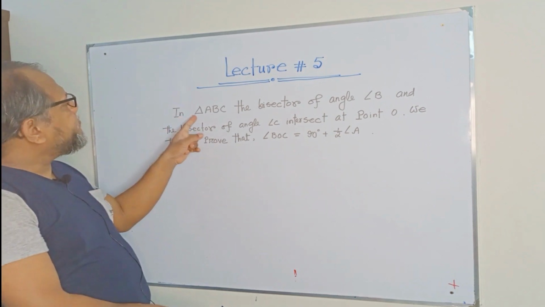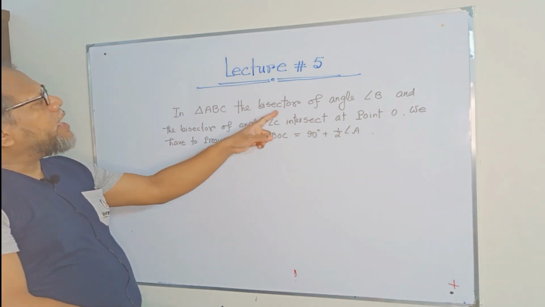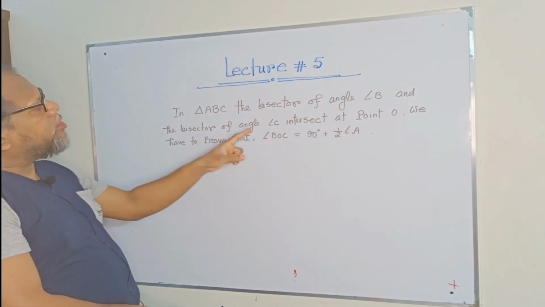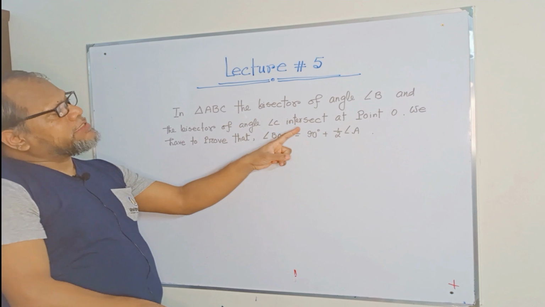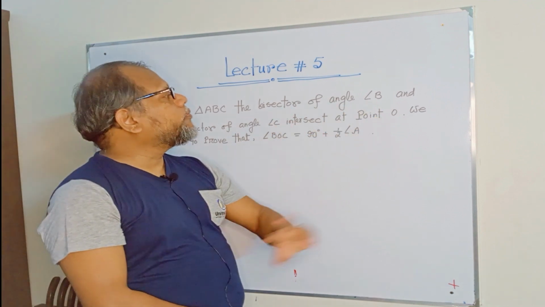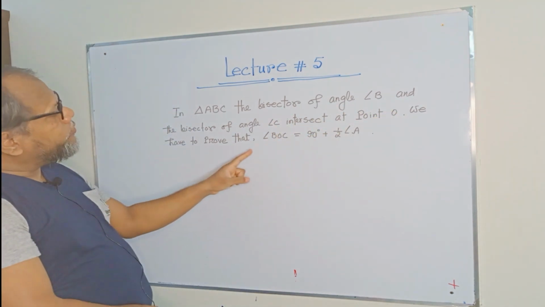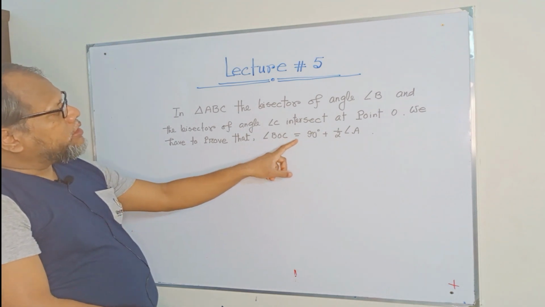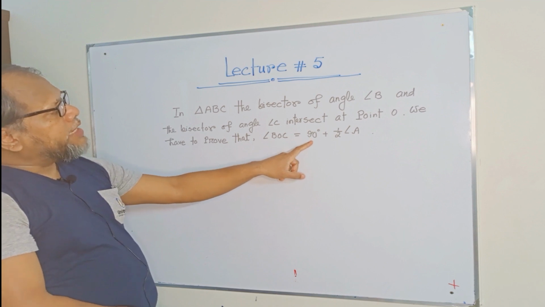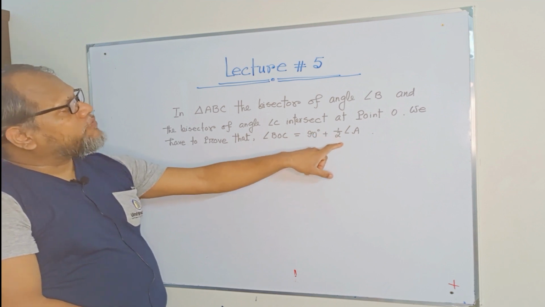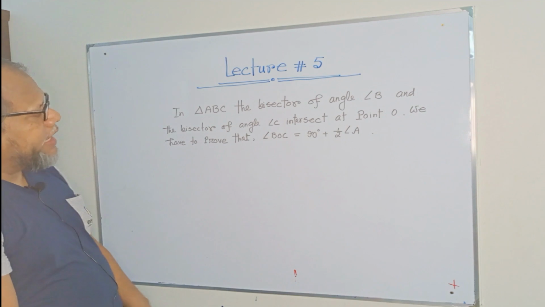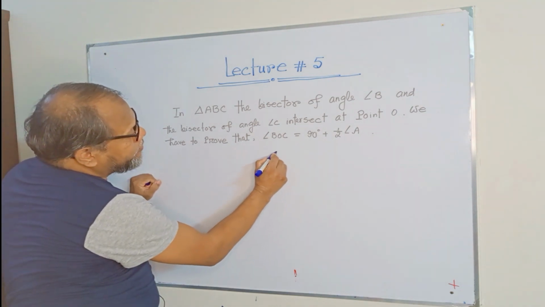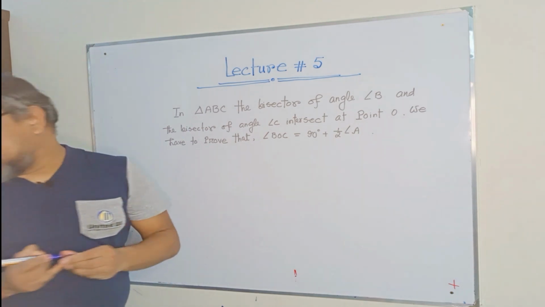Here in triangle ABC, the bisector of angle B and the bisector of angle C intersect at point O. We have to prove that angle BOC is equal to 90 degree plus half of angle A. First, I am going to draw the diagram.